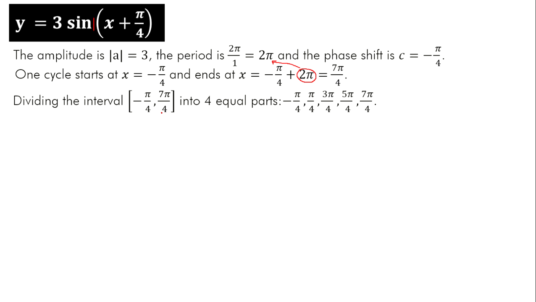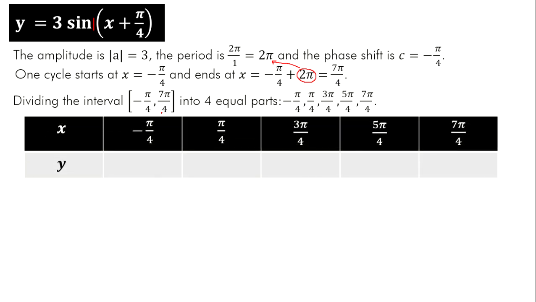Then again, after that, we're going to substitute all the values of x in our function, y is equal to 3 sine (x plus pi over 4). So if we're going to substitute negative pi over 4, the result of that is 0, because negative pi over 4 plus pi over 4 is 0. So sine 0 is 0, times 3, that is 0.